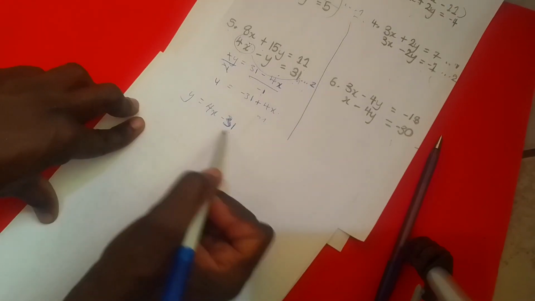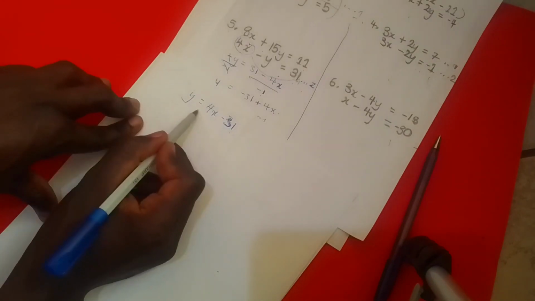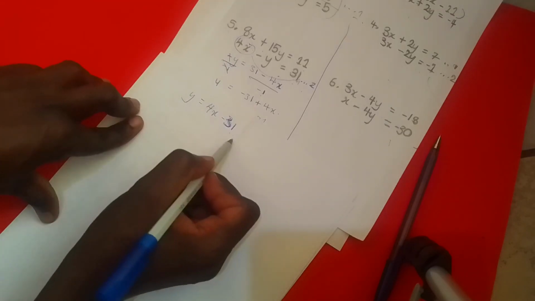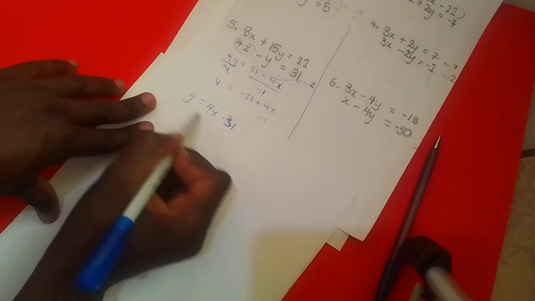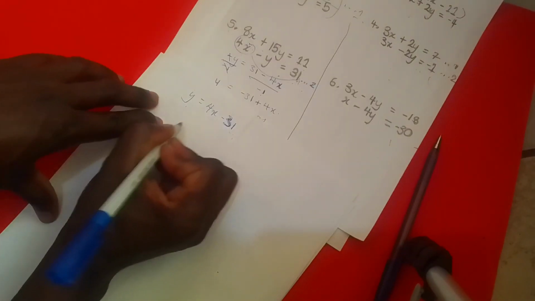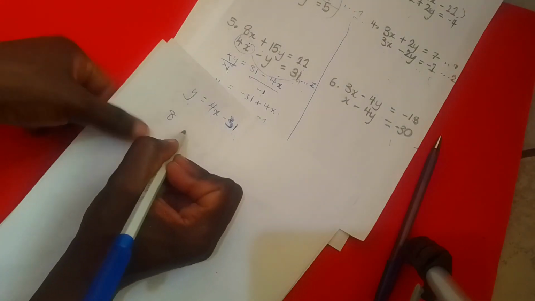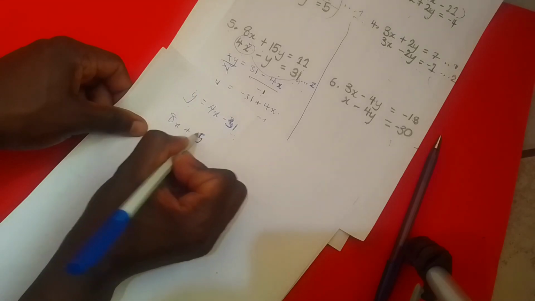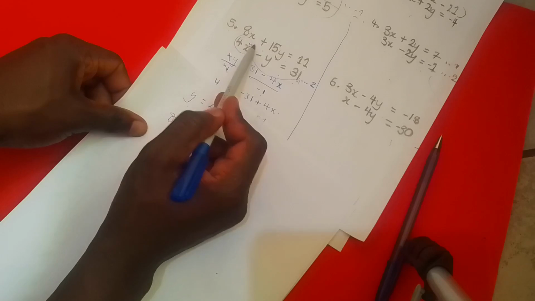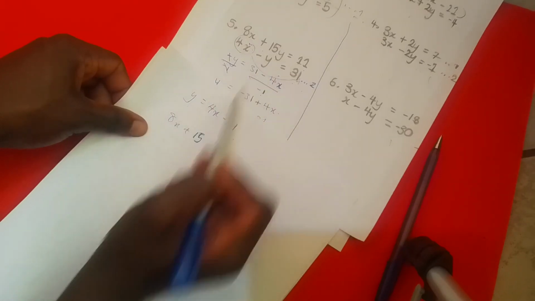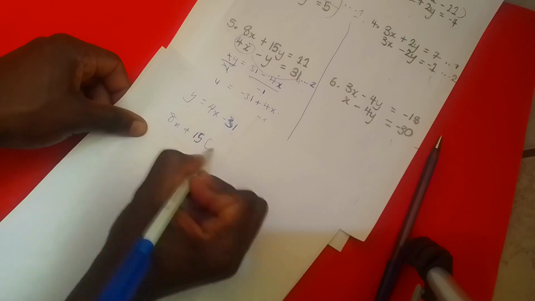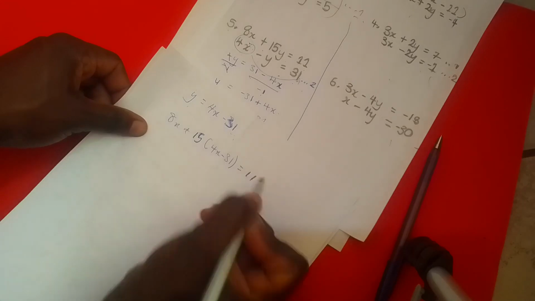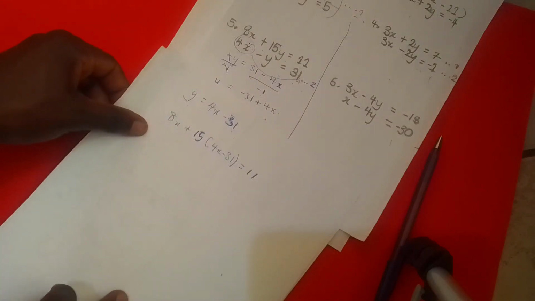Why do we replace y with 4x minus 31? Because this equation is telling me that y is equal to 4x minus 31. So wherever there is y, I put 4x minus 31 in equation 1. Equation 1 is 8x plus 15y equal to 11, of which y is equal to 4x minus 31. So I put 4x minus 31, and it is equal to 11.